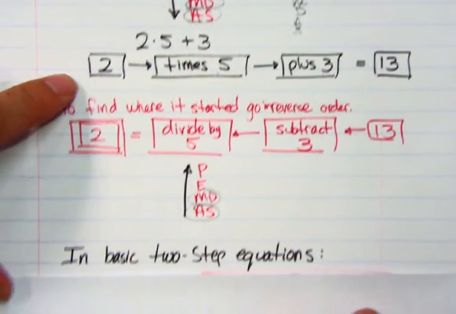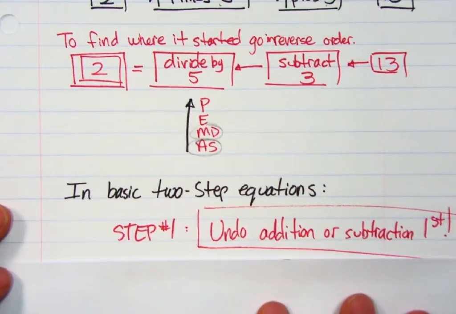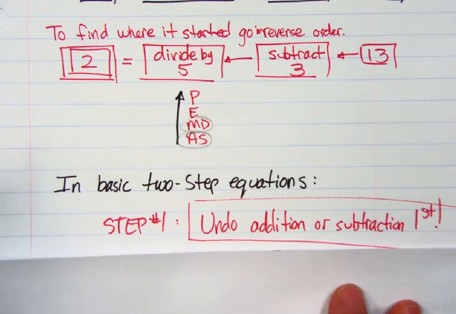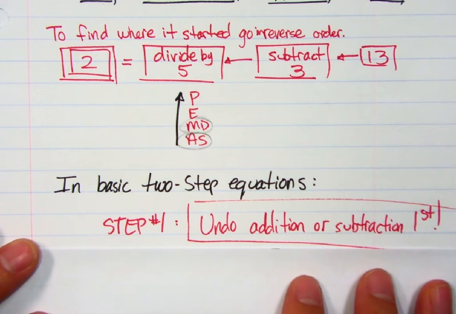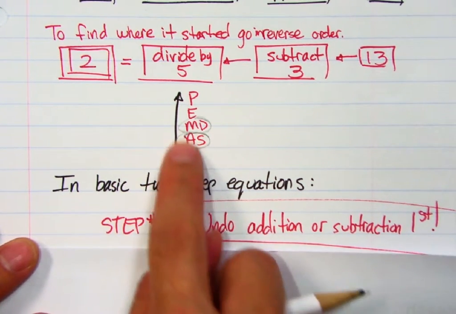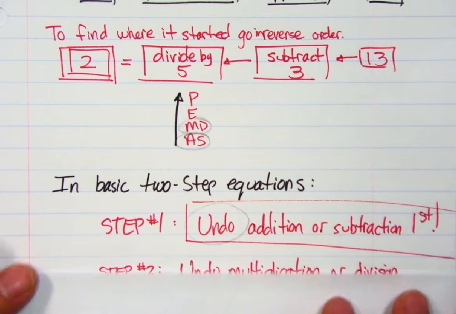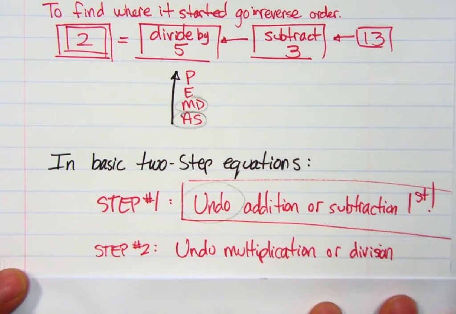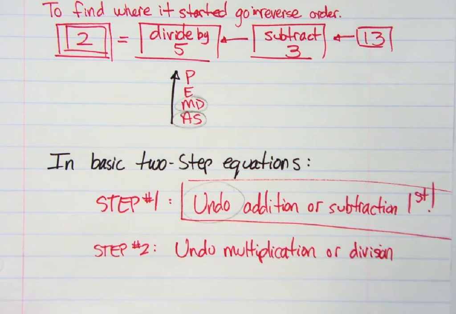Okay, so in basic two-step equations, here's the real key here. Just remember, for the most part, this is what you're going to see now until probably throughout high school too. Undo addition and subtraction first. That's the bottom of PEMDAS. Any addition and subtraction, get rid of that first. Undo, right? Inverse. Then you undo any multiplication or division. Okay, so those are the two main steps that you'll be dealing with, two-step equations.